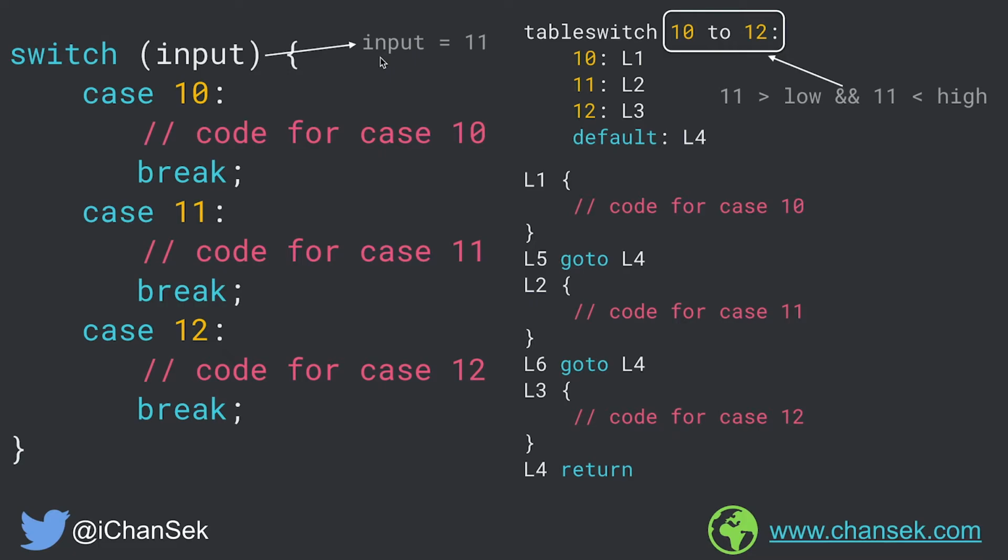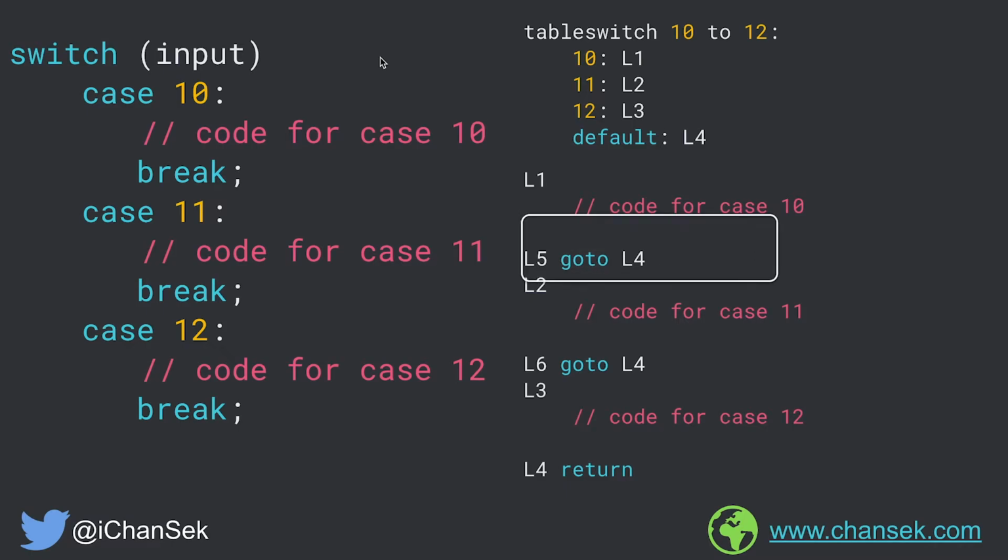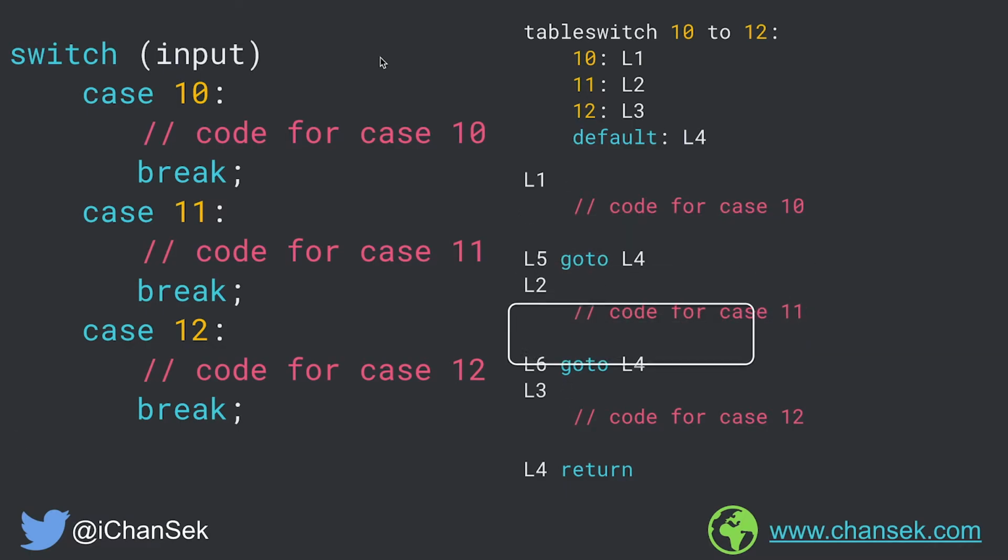And since it is in the range, now JVM has to find out which index it has to pick from the table, and the index is being decided something like this, and based upon the value of input and low, it decides the index. Note that items in the table switch command are in 0 based index. Now JVM will execute L2 label and then L6 label and then jump into L4 label.